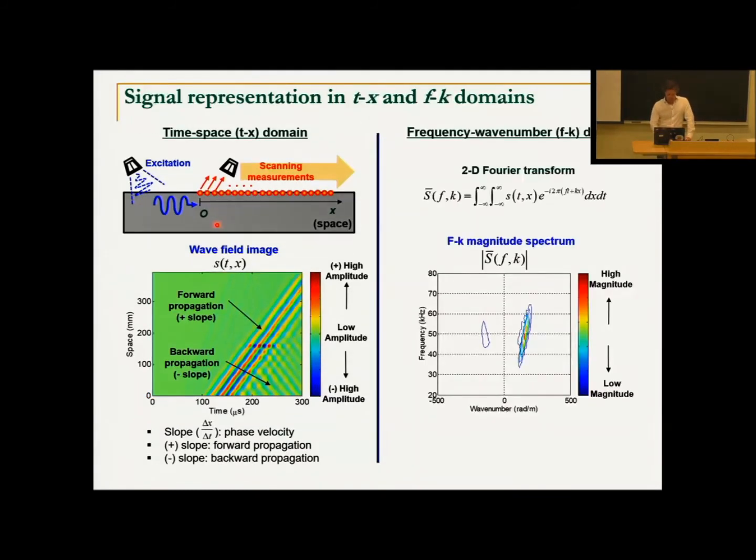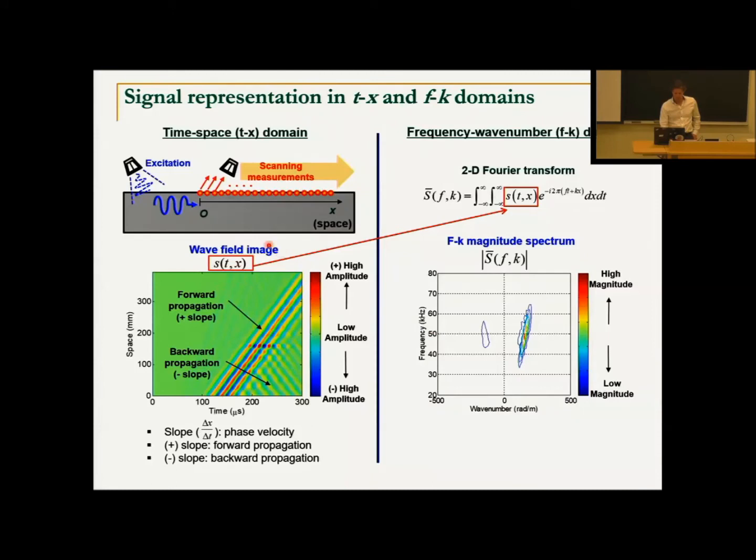But we can convert this to a frequency wave number domain through a 2D Fourier transform shown here. The idea is, just like we transformed a time signal to a frequency signal, we can transform a wavelength to a wave number signal. And so we can get a frequency wave number domain from the space-time domain, which describes exactly the same phenomenon, but in a totally different language, right?